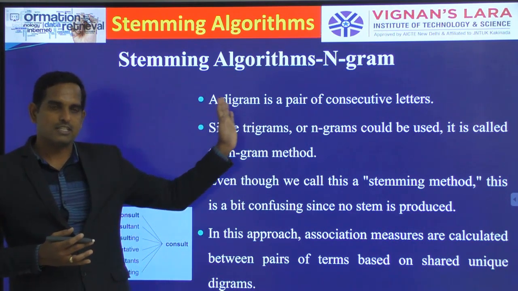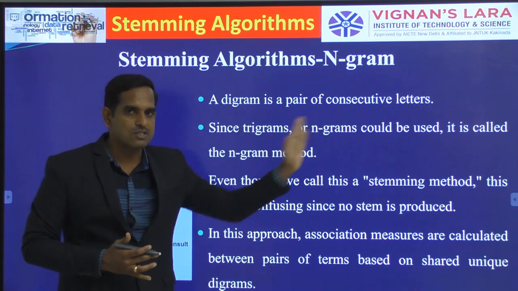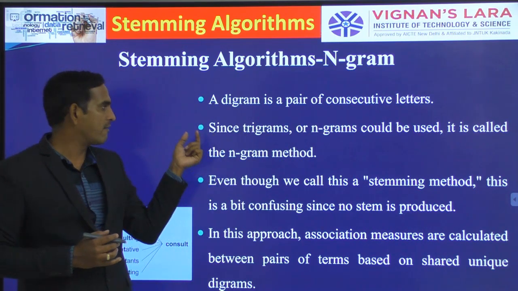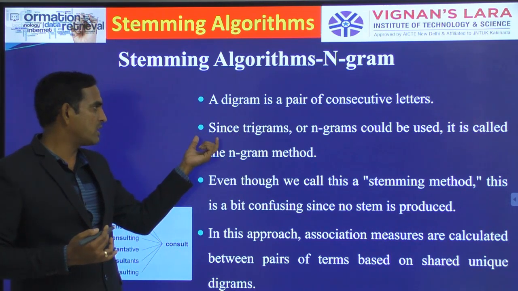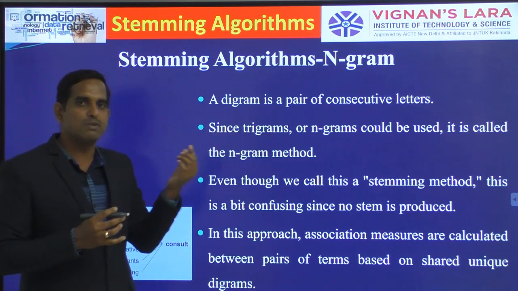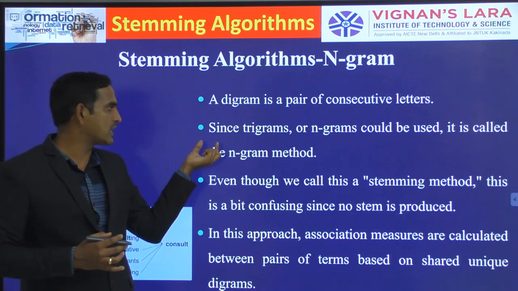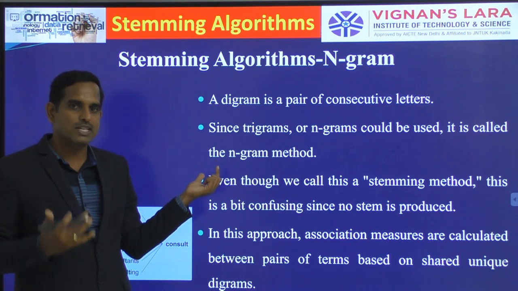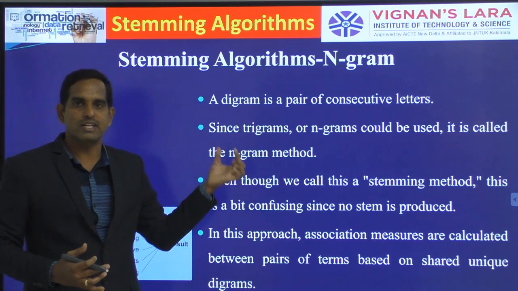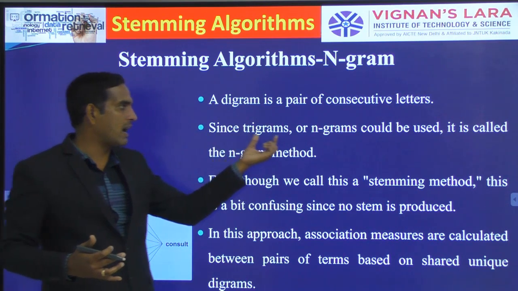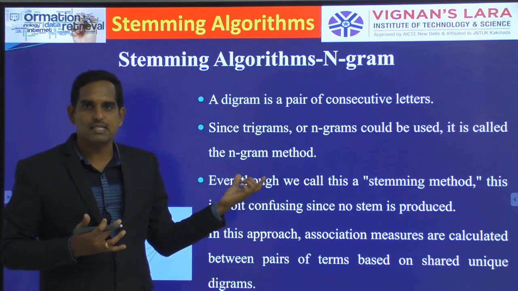When you go for the next method, that is the n-gram method, I think you already know a diagram is a pair of consecutive letters. If you have a text, a pair of consecutive letters is treated as a diagram. In a similar fashion, you can have trigrams, where you treat 3 letters of a word, for example SIN is one trigram and THE is one trigram. You can have 3 consecutive letters as a trigram. In a similar sense, we can have n-grams, and we call such a method the n-gram method.